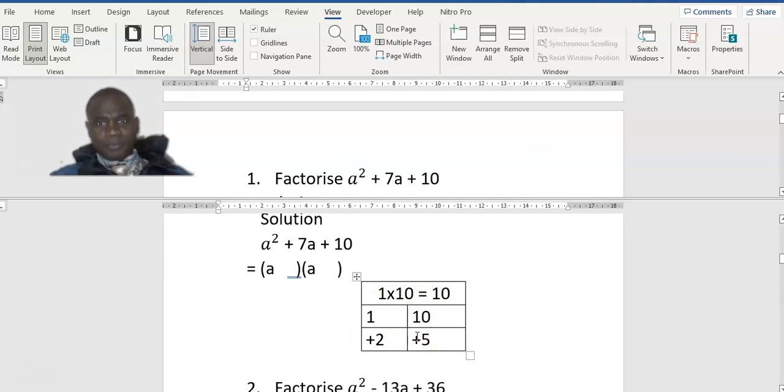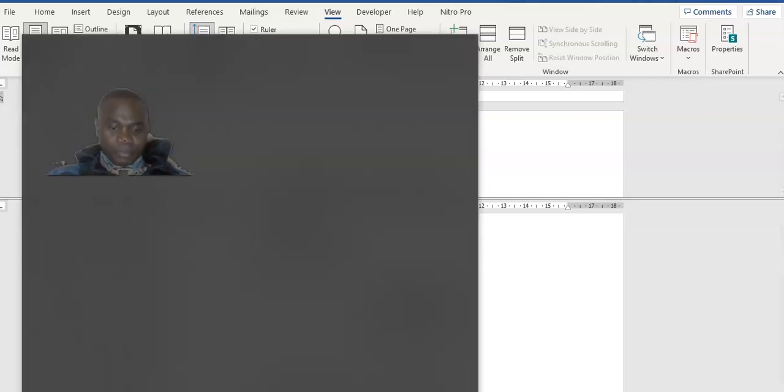Then you ask yourself, there's 1 in front here, so you multiply 1 by the last term, so it's going to be 1 times 10, which equals 10. Then you find 2 factors which, when you multiply, you get 10. How do you do it? For the 2 factors, you start with 1. So 1 times what will give you 10?